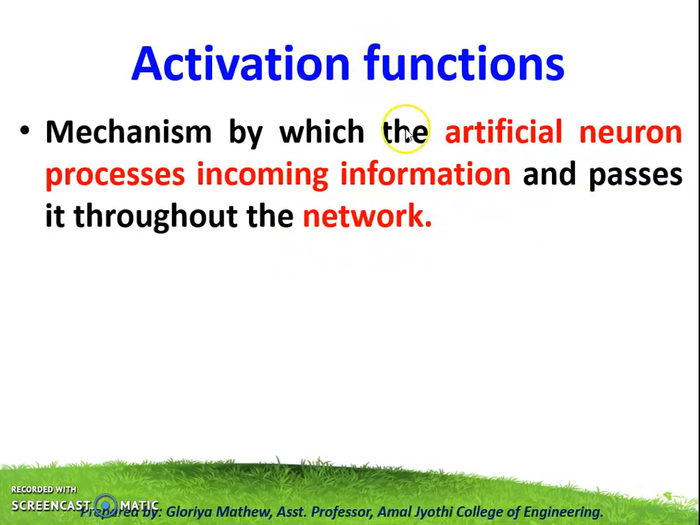So coming to the activation function in detail. The activation function is a mechanism by which the artificial neuron processes incoming information, or the incoming signal, and passes it throughout the network.